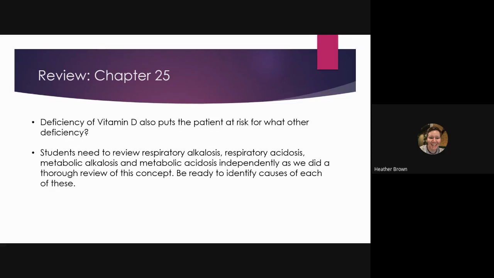Very good. Now on this slide, I've put the information that students need to review respiratory alkalosis, respiratory acidosis, metabolic alkalosis, and metabolic acidosis independently. Now we did a little review on this many weeks ago. We watched a short video, so go back to your notes on that section. There's one box in the book that I pointed you towards, and it said, if the patient had this, what we would most expect. Now, this final doesn't have a ton on this, but there are a few questions.